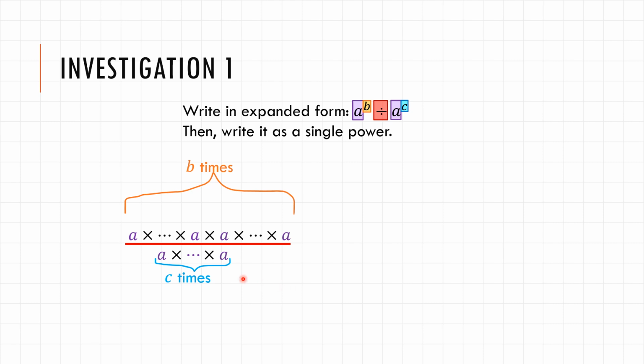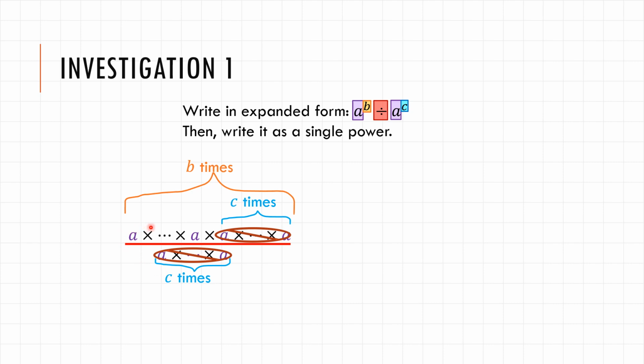And what is going to happen? In our investigation, the a's in the denominator, or whatever the number is in the denominator, each of those canceled out 1 from the numerator. So if I have 5 of them here, 5 will cancel out from the numerator. So all of these will cancel out the same amount from the top. How many were removed from the top? How many a's were removed? C. Whatever was from the bottom.